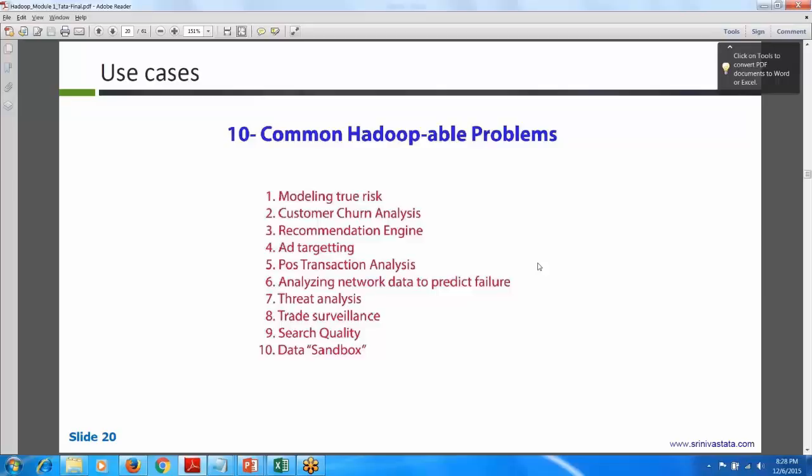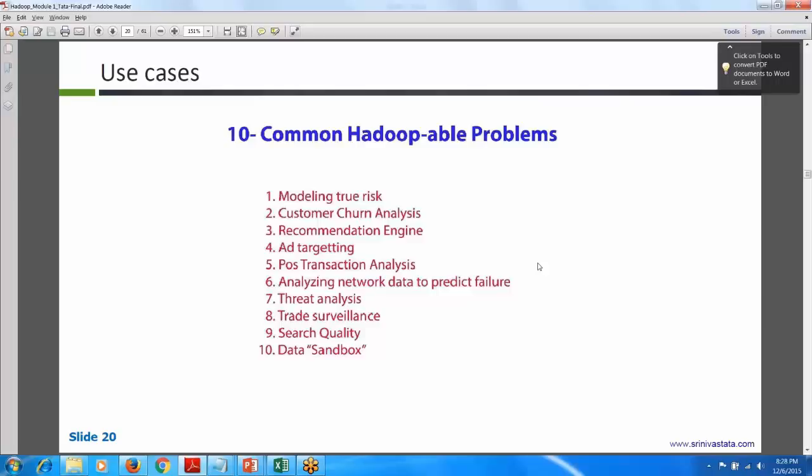Hadoop can be used as a data sandbox. Normally we call the Teradata systems or Exadata systems data sandboxes. Instead of those systems, we can bring in Hadoop, which has no limitations and which can give us the result in milliseconds.